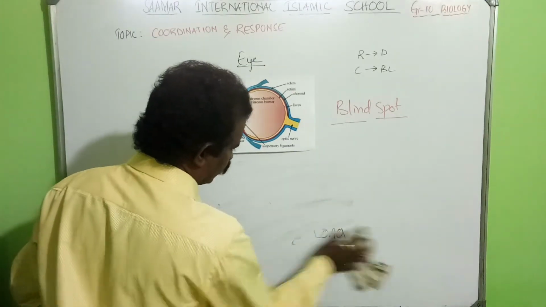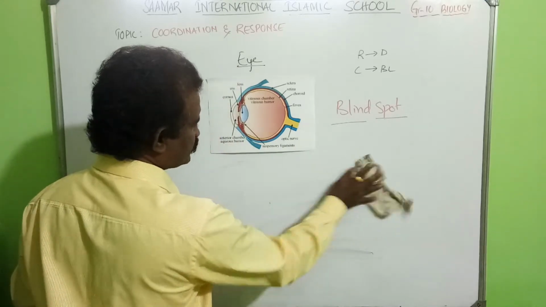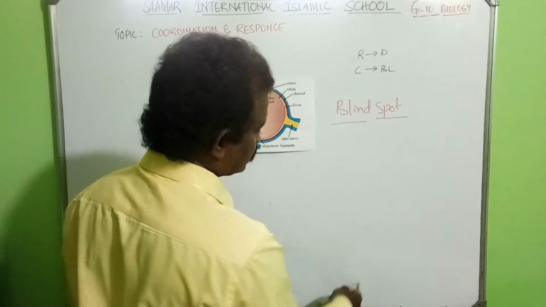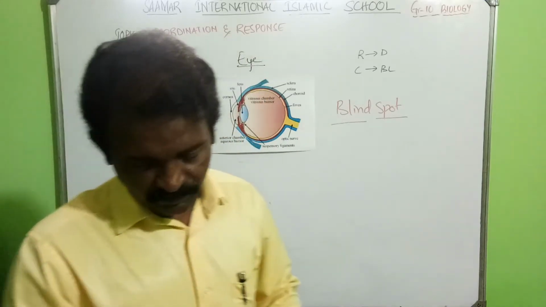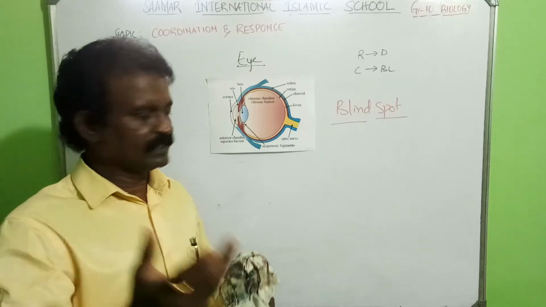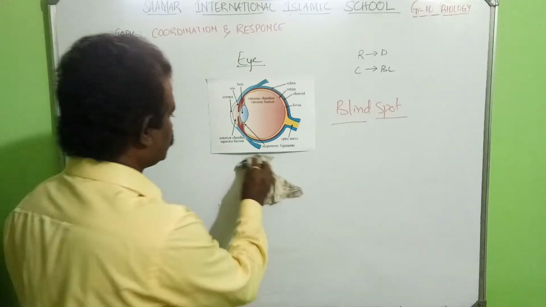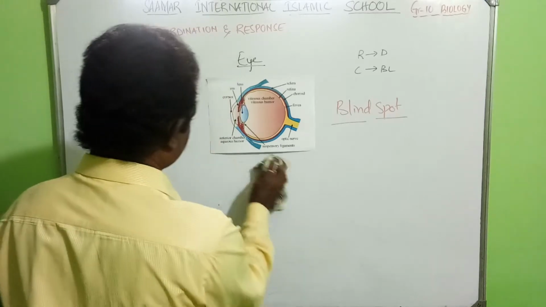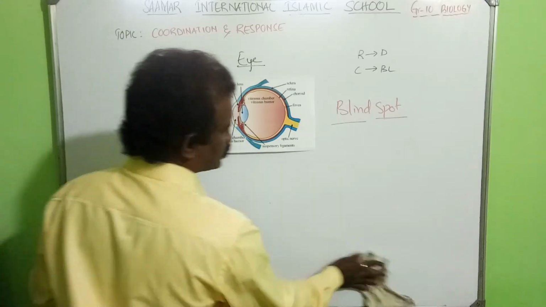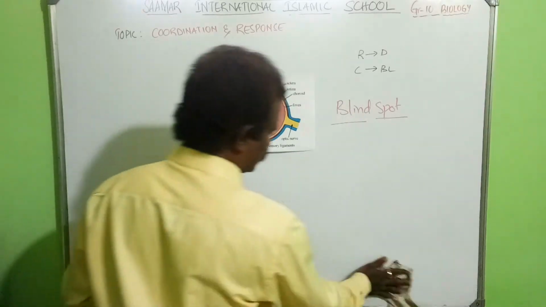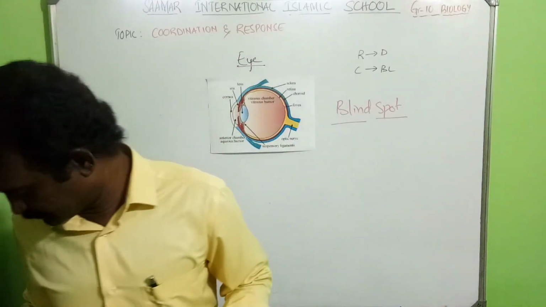Normally when we see a distant object, the convexity of the lens increases. When you are seeing a nearer object, the convexity of the lens decreases. Is it clear? Now, this is called accommodation of the eye. Is it clear? What does accommodation of the eye mean? This is a definition for that. Okay.